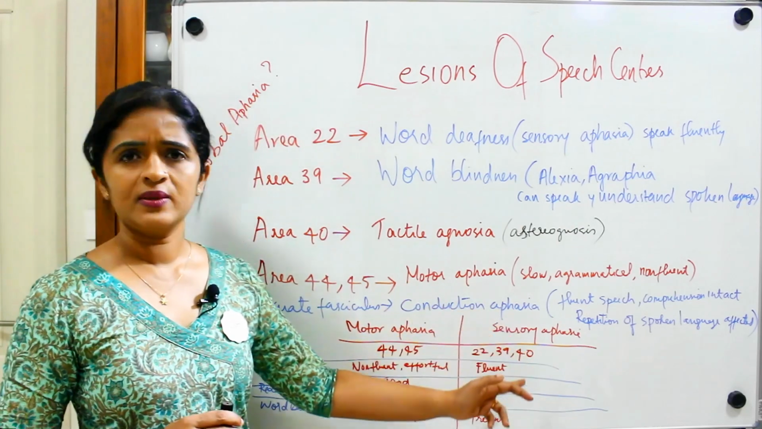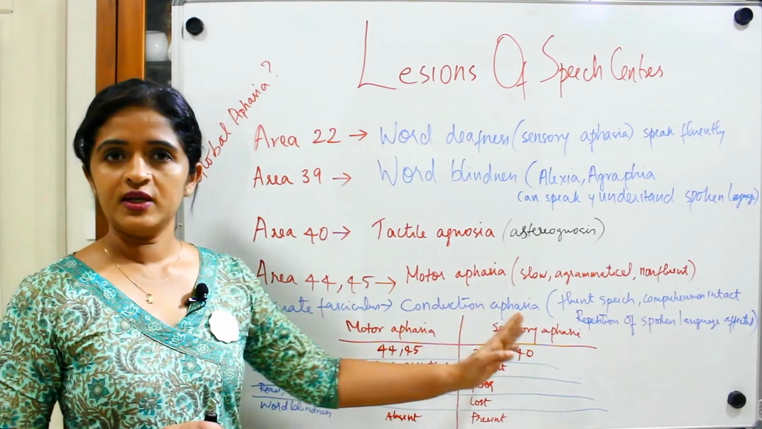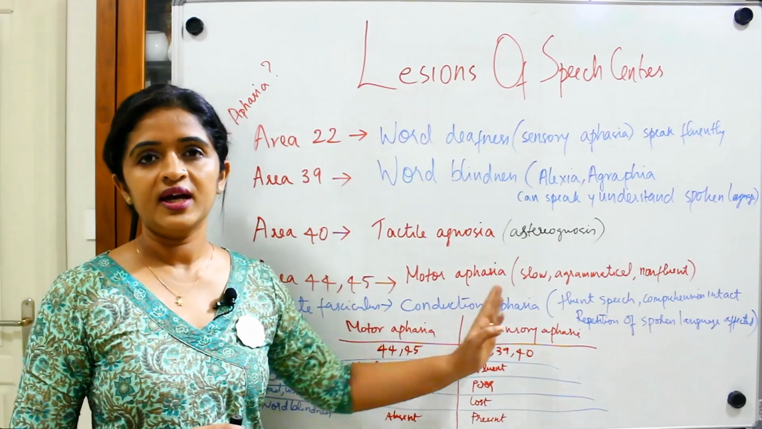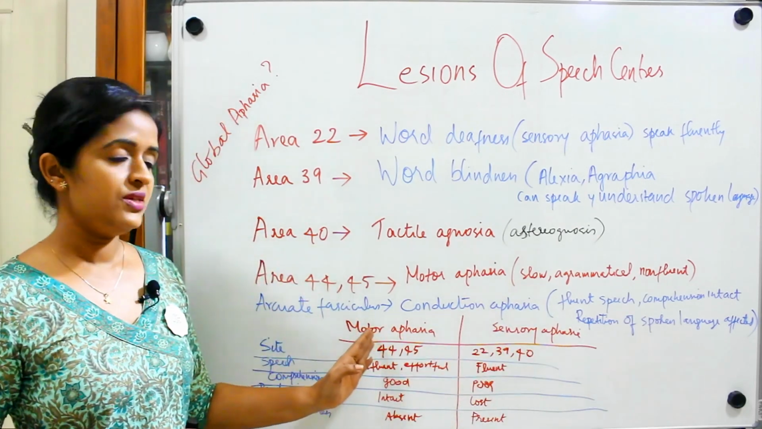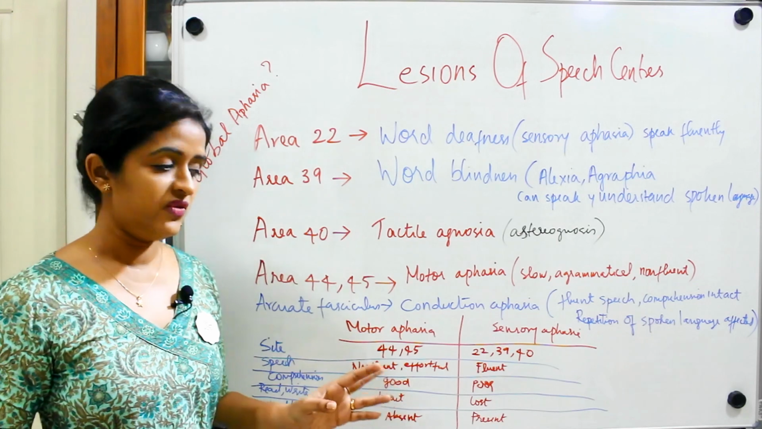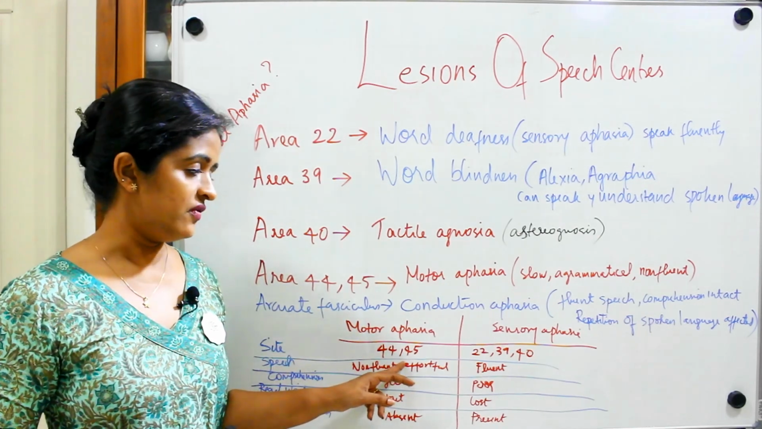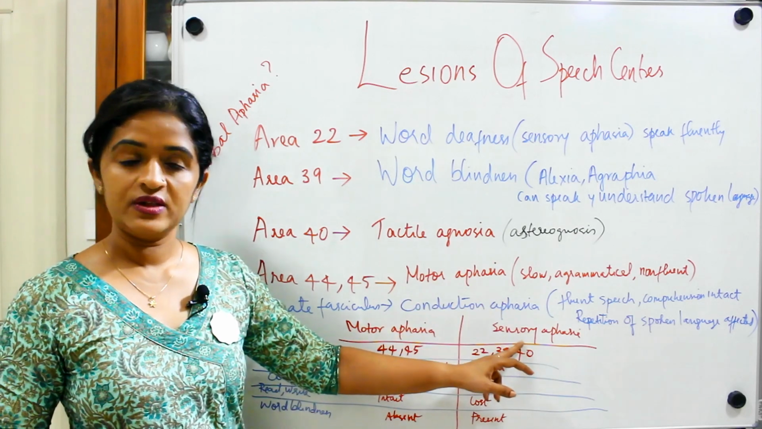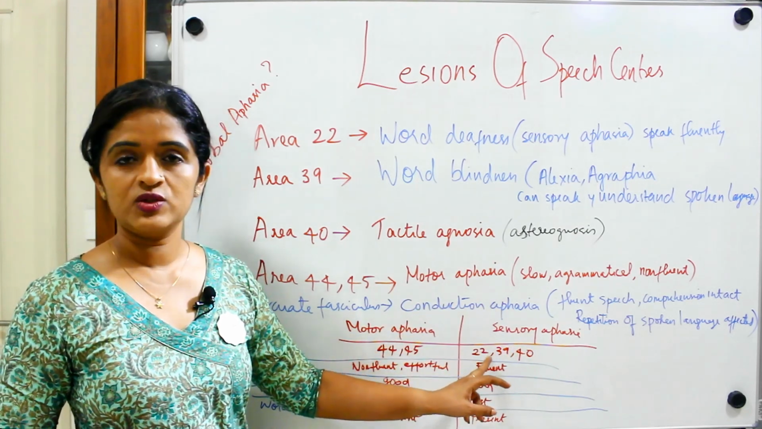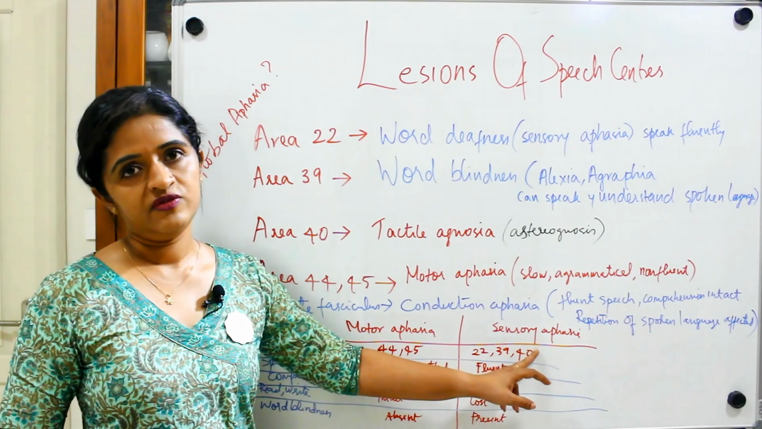So, in order to summarize in a nutshell, we have two types of aphasia, motor aphasia and sensory aphasia. Motor aphasia, in which the lesion will be in area number 44 and 45. And what about sensory aphasia? The region will be area number 22, area number 39 and area number 40.